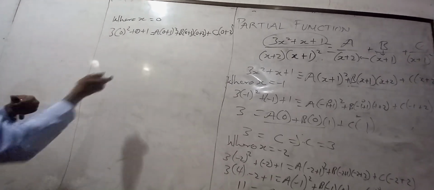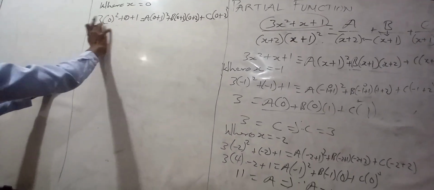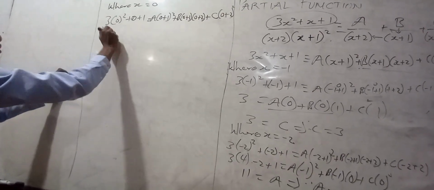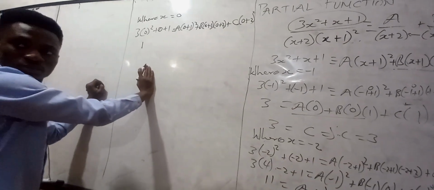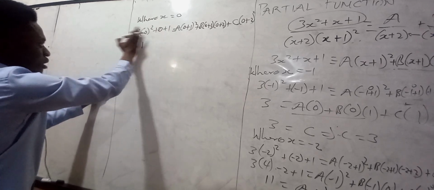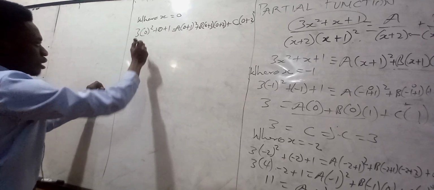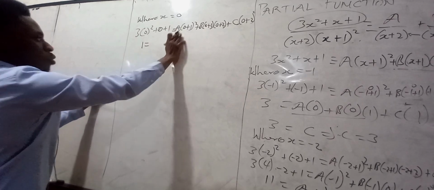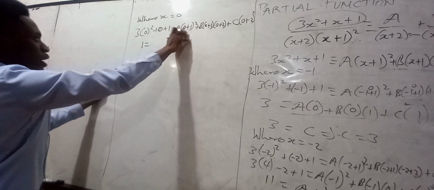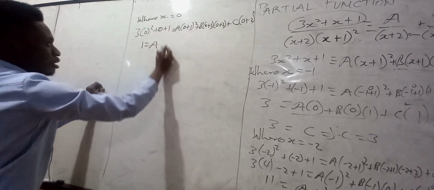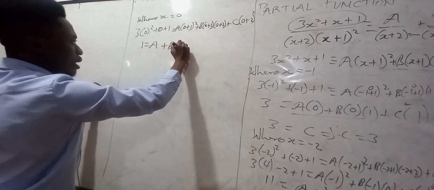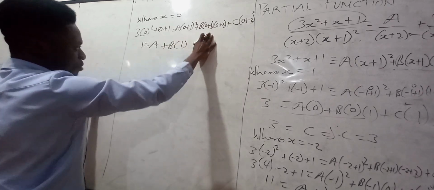Then we continue. We know that everything here, since this is 0, everything here is 0. So we'll be left with what? 1. Because 1 is a term on its own. So everything here will be 0, and we'll be left with 1. So 0 plus 1 is what? 1. 1 squared is 1. So A times 1 will be what? A plus B. So here will be 1. 0 plus 1 is 1.